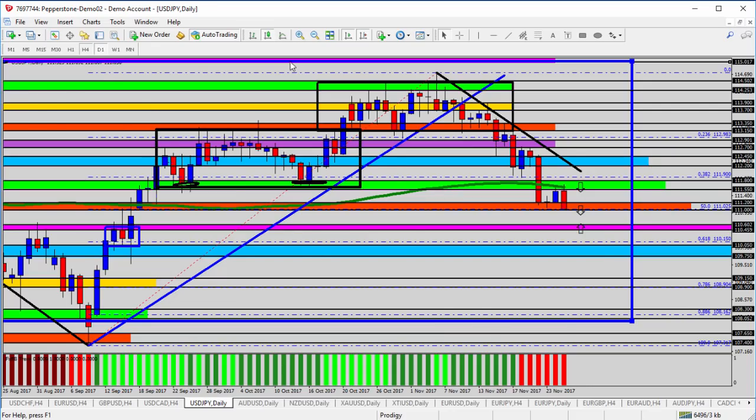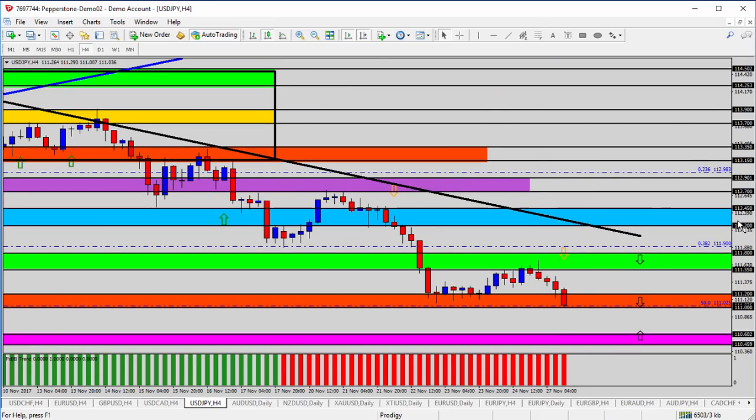The 4-hour time frame won't change any of that. It's just challenging. It's testing. I don't call this a breakout. I call this a test.